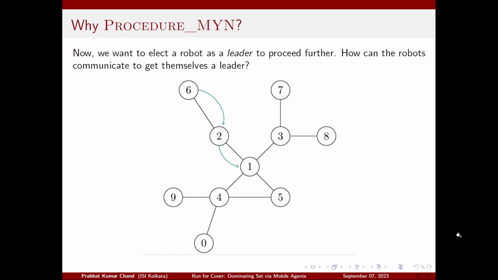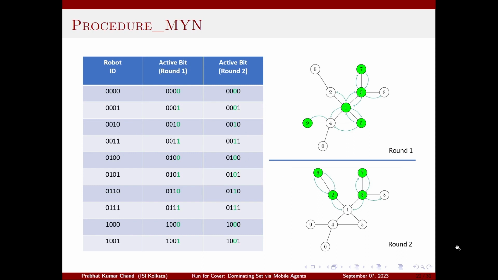So, with the intention of guaranteeing communication between the robots, we introduce a procedure called procedure MYN. The acronym MYN stands for Meet Your Neighbor. In procedure MYN, the robots explore the ID bits. Each ID bit is associated with a window of delta rounds. In the first delta rounds, the robots check their rightmost ID bit. If the rightmost ID bit is 1, they visit their neighbors and come back, communicating with any robots that are present in their neighbors. And if the ID bit is 0, they stay back at their original node for delta rounds.